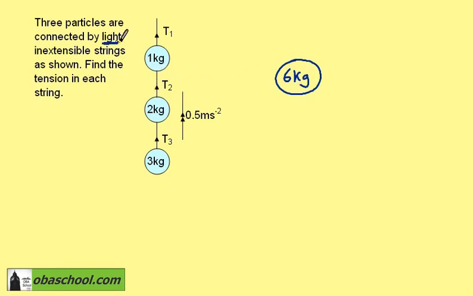Note the other two strings are defined to be light and therefore add no weight to the system that the first tension is lifting. The combined weight is therefore 6G, and it's being lifted by the first string with a tension T1. The system is accelerating upwards at 0.5 meters per second squared.